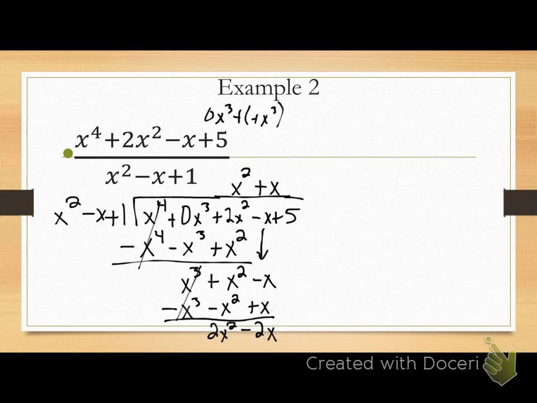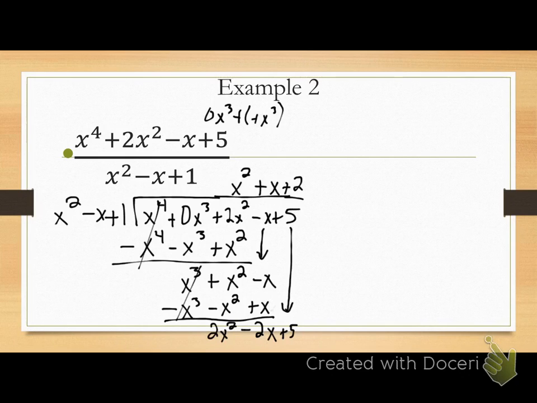What do I need to do now? See what x squared times what would give you 2x squared. Not yet. We're almost there. Oh, you bring down the 5. Got to bring down my 5. Now I'm seeing what times x squared gives me 2x squared. 2. So I have my plus 2 up here. Make sure you line up your like terms up here.